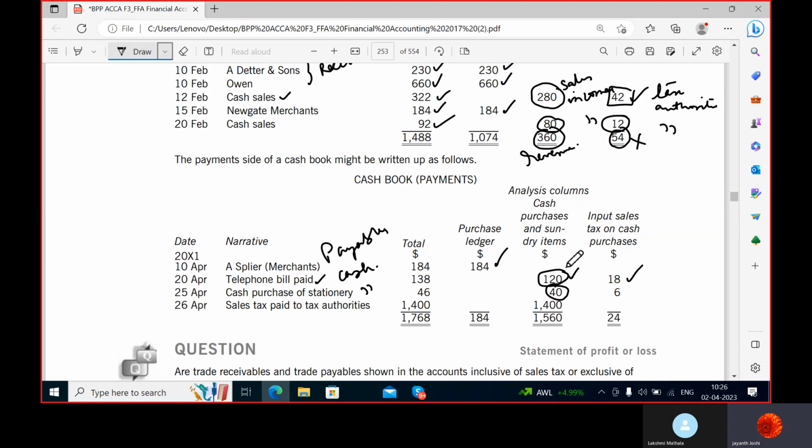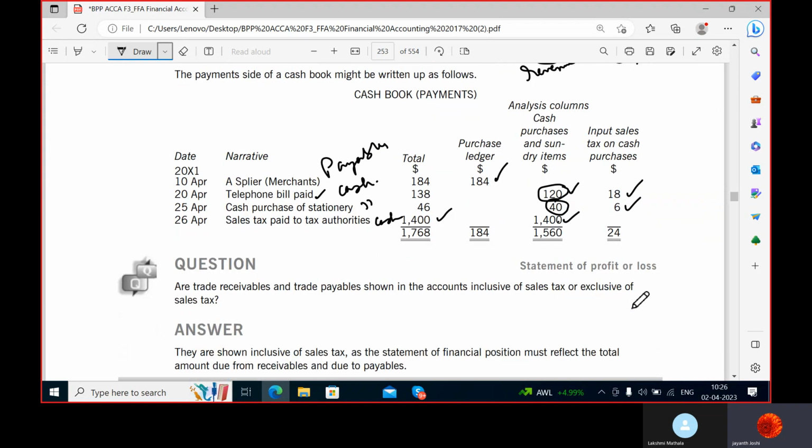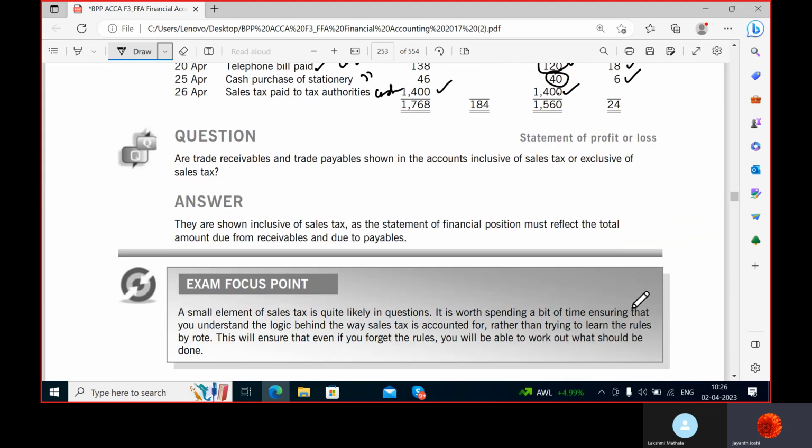So $40 is to be shown as the ultimate purchase cost, and $6 is to be shown as sales tax. And ultimately the sales tax paid to the tax authority is 1400. So 1400 is to be shown because we have paid in cash. So 1400 has to be shown as a payment. So that is the payment side of the cash book.